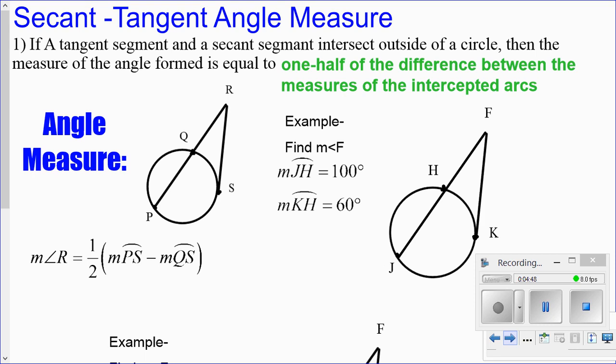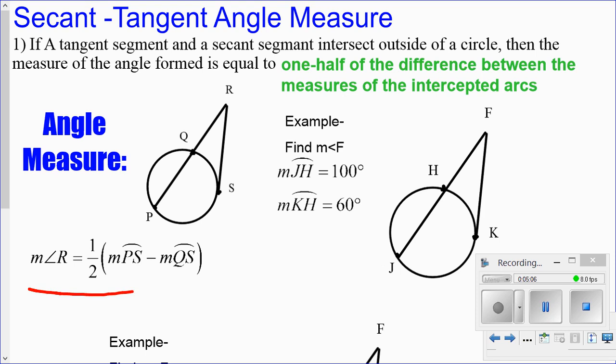Moving along. So that was secant, secant. Now let's take a look at one secant and one tangent intersecting. Again, they're intersecting outside of the circle. So anytime they're intersecting outside the circle, we're going to have pretty much the same formula.